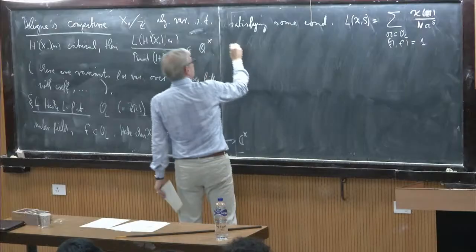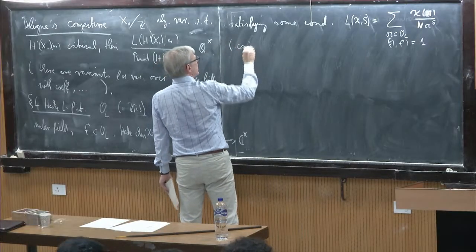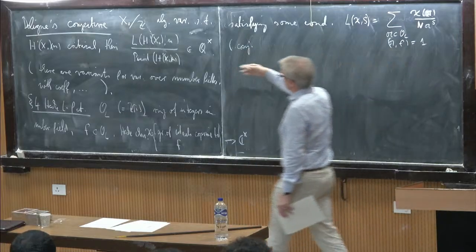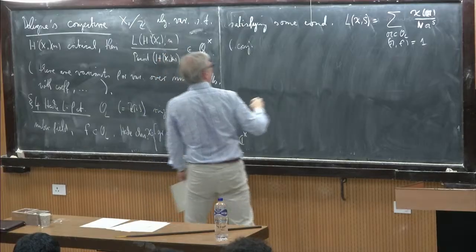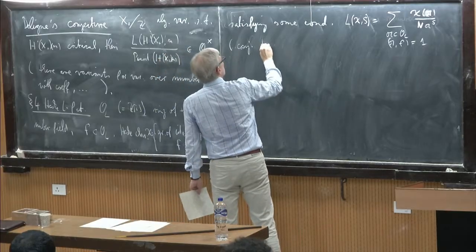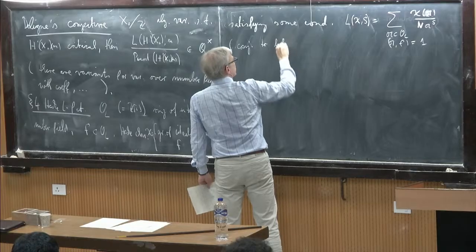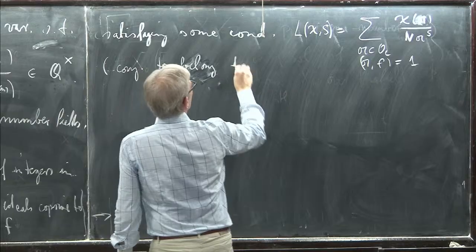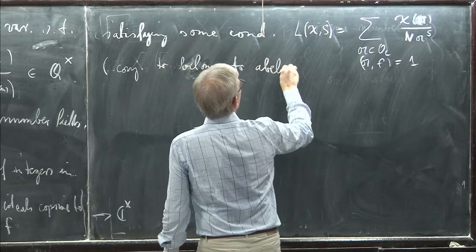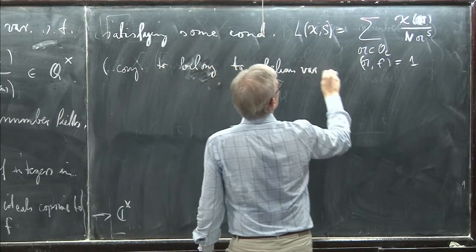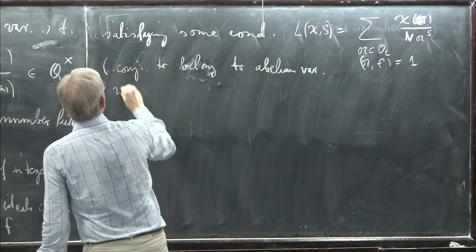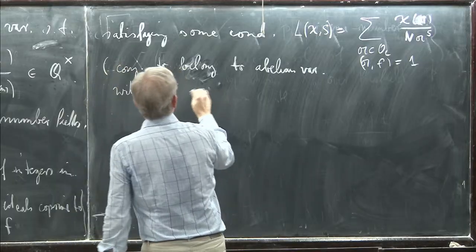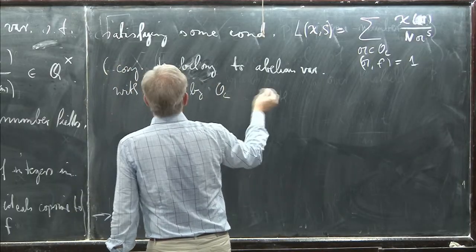And now, what is the relation to what I was talking about before? What is the algebraic variety which should underlie them? That is conjectured to belong, and in many cases it's known, to belong to abelian varieties with complex multiplication by O_L.